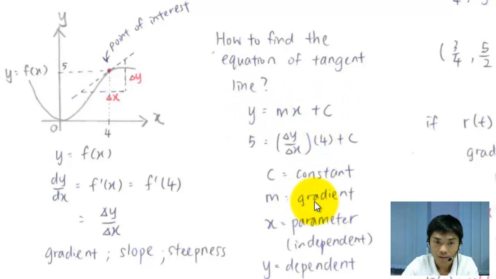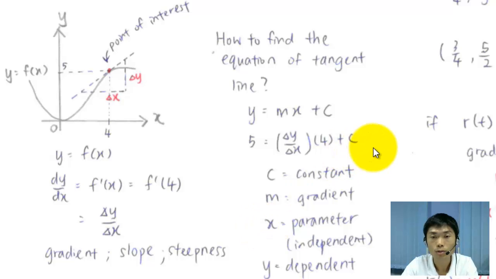So I want you to focus on this y equals mx plus c. It's the gradient or the dy/dx or the f prime of x, and x is the independent parameter. y is the dependent parameter, which means that y depends on the value of x.